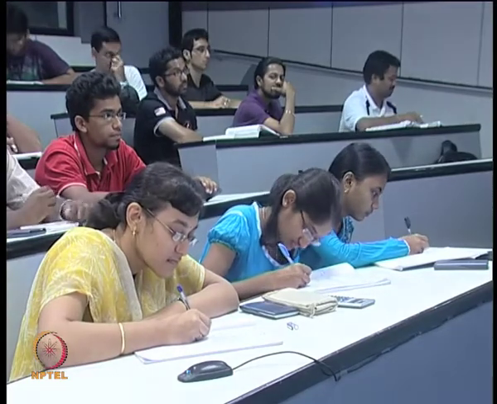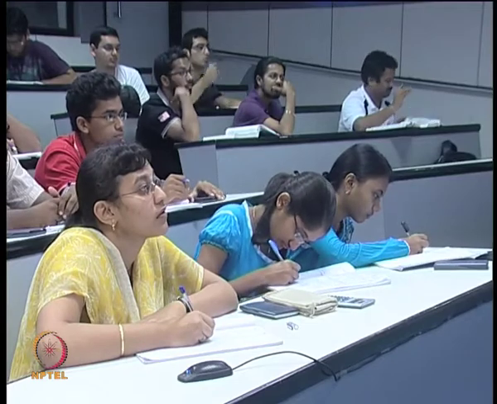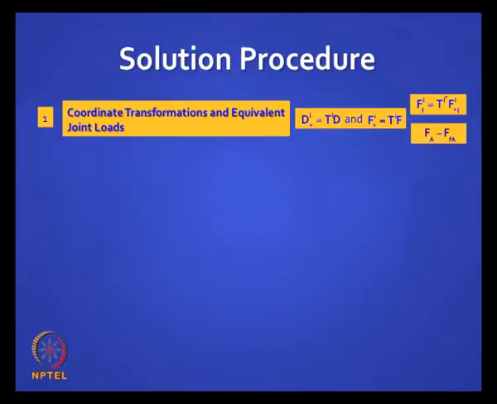And then you should do the transformation. So this is the first step. You should identify the global coordinates, local coordinates, do the transformations and find the equivalent joint loads. All the input should be done, okay. So you need to find out the equivalent joint loads, write down your TI matrix. You can use a TI matrix to find your equivalent joint loads. This is the first step.